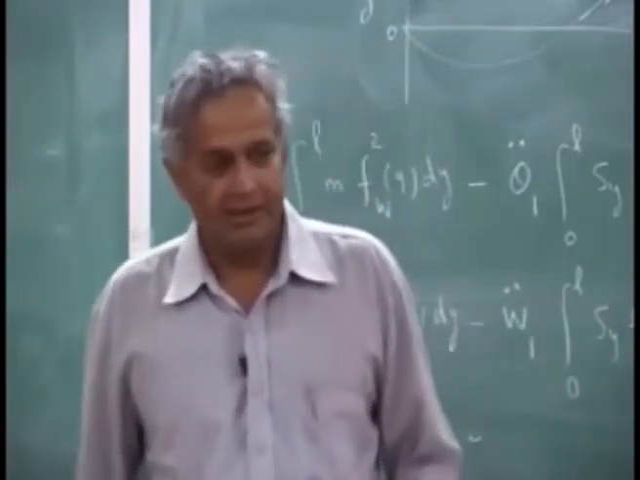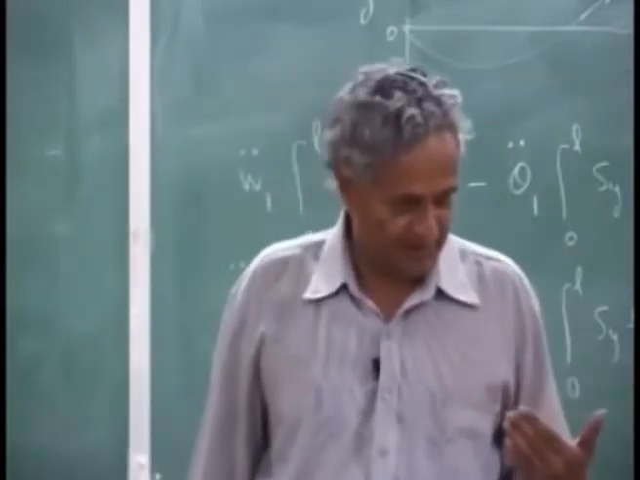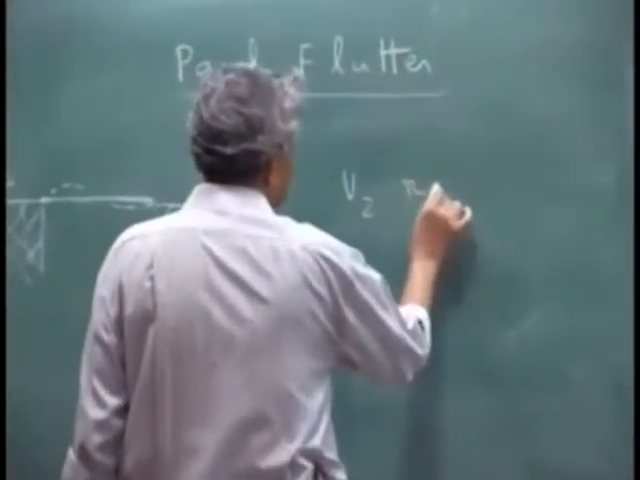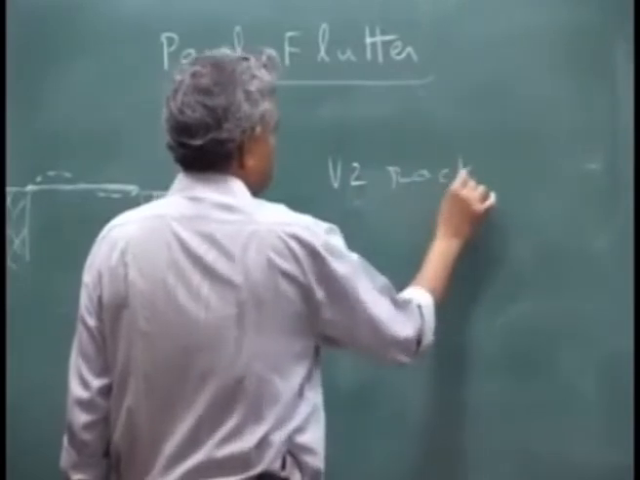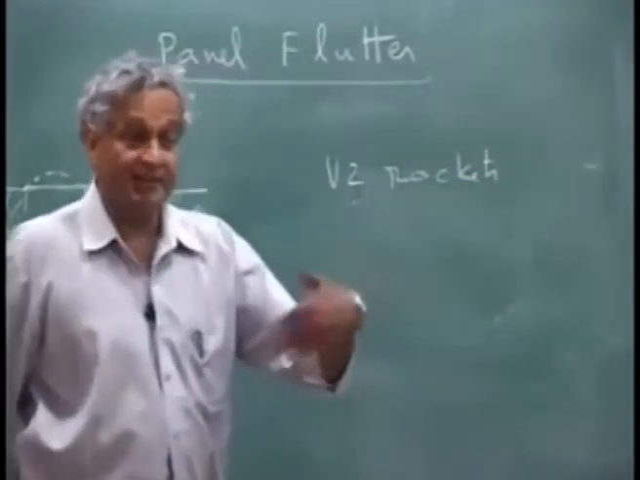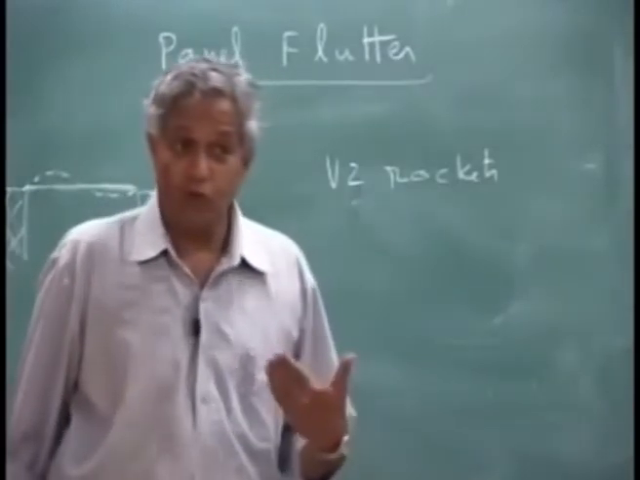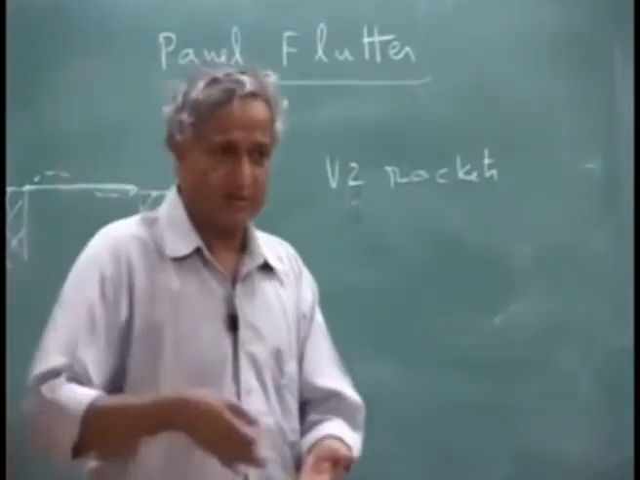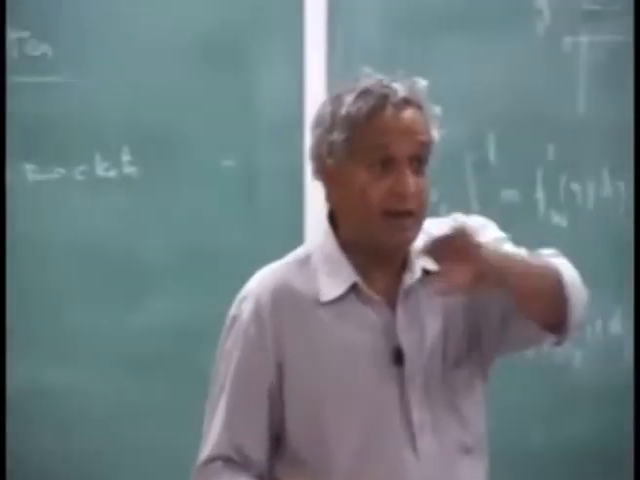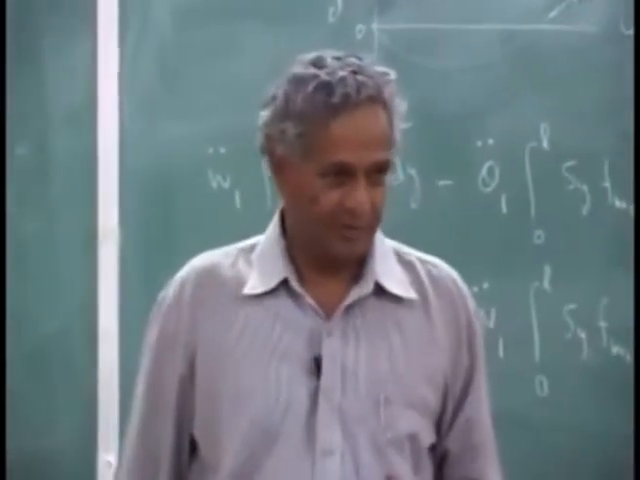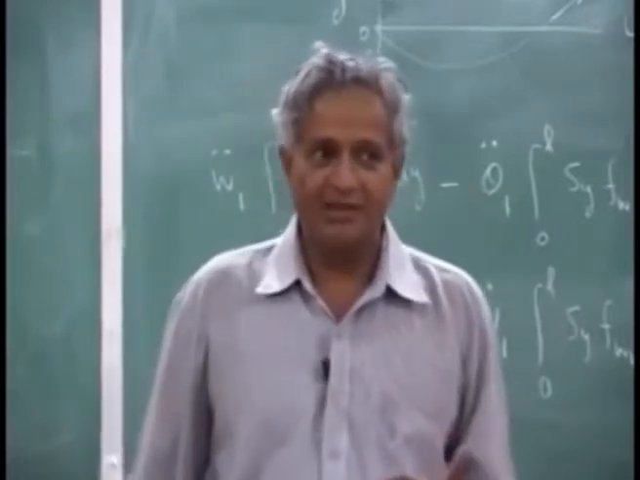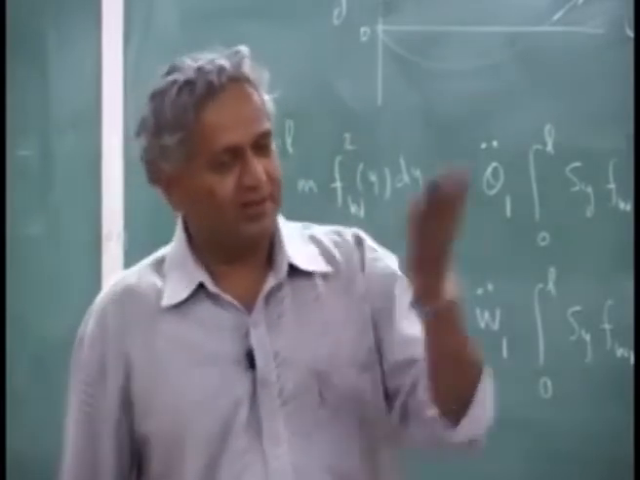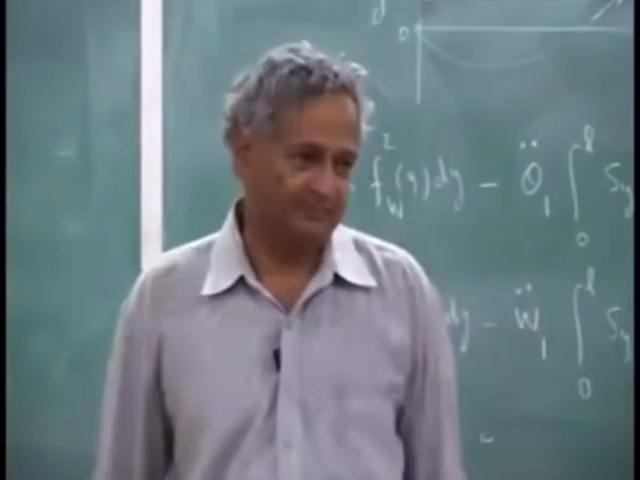Now, the first time panel flutter was observed was in the German V2 rockets, because the panel started vibrating. But the flow is past only one side. Please understand, it is an external flow. Internally, it is whatever pressure initially, you can take it as atmospheric pressure. It's not like an aerofoil, in the sense that the flow is on both sides. So here, you have to get the pressure difference. Inside pressure, you already know. You say that is P infinity. But what is the surface pressure?